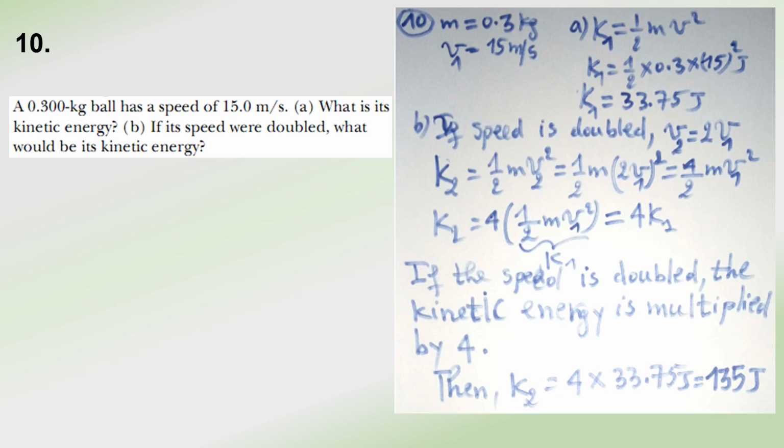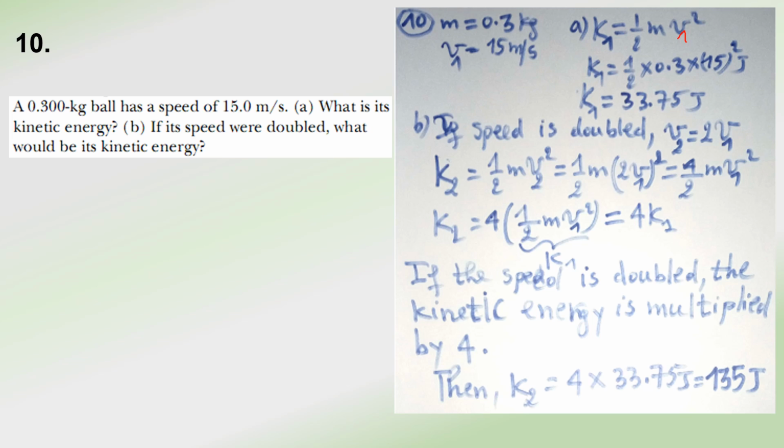We are given a 0.3 kilogram ball having a speed of 15 meters per second. What is its kinetic energy? Kinetic energy is equal to 1 over 2 times mass times the square of the speed. And this is the initial kinetic energy with the initial velocity. And this is the first kinetic energy.